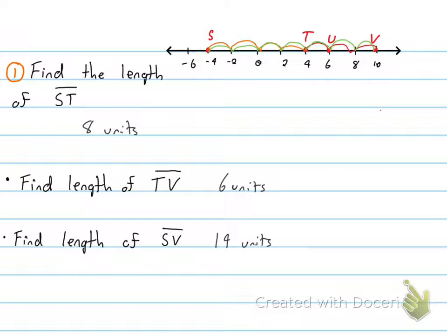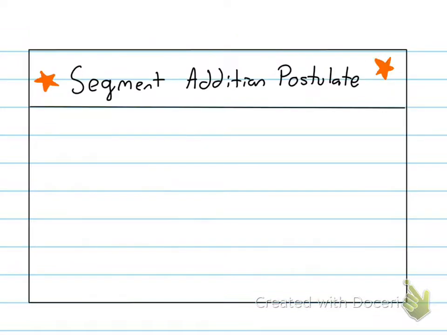Notice here how I didn't really pay attention to the negatives. When I'm finding length, I don't really care if I have a negative value. This leads us to the segment addition postulate. So this is where we're going to kind of work in algebra with this.